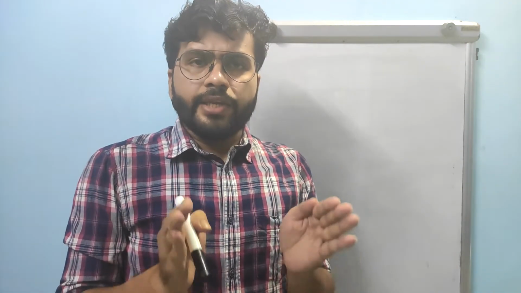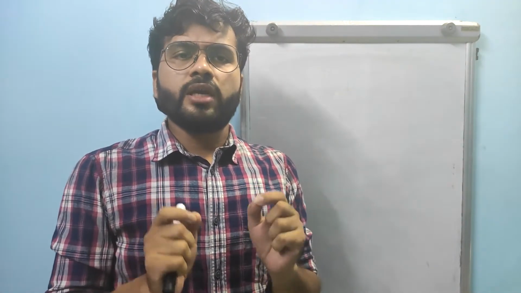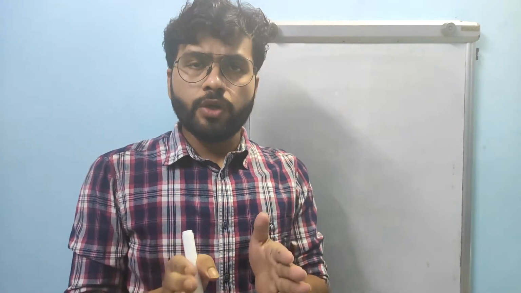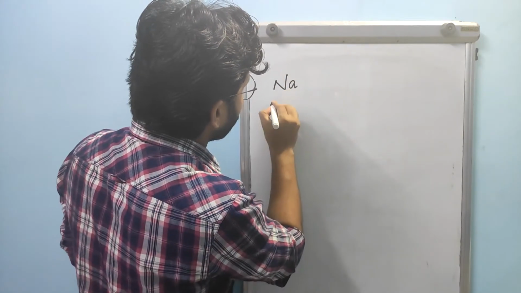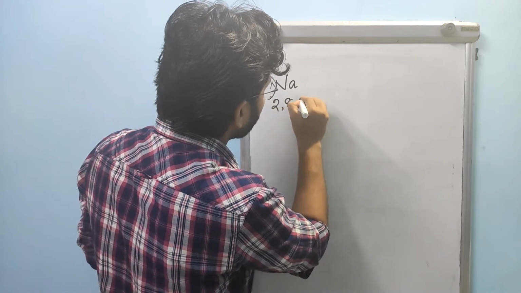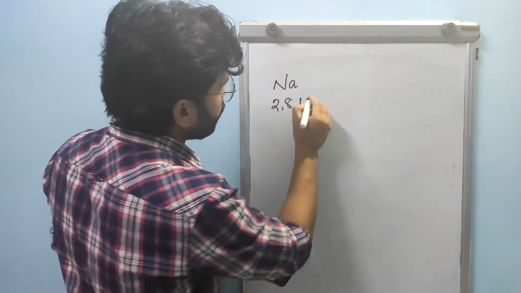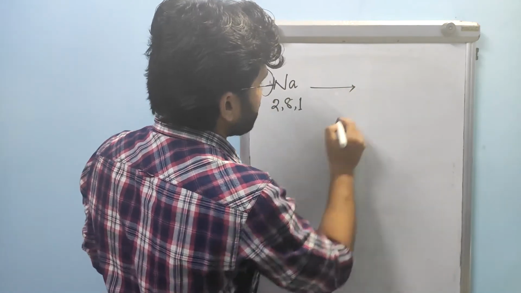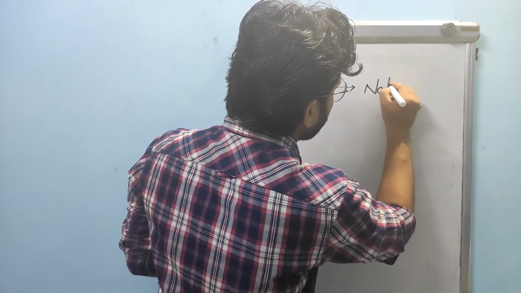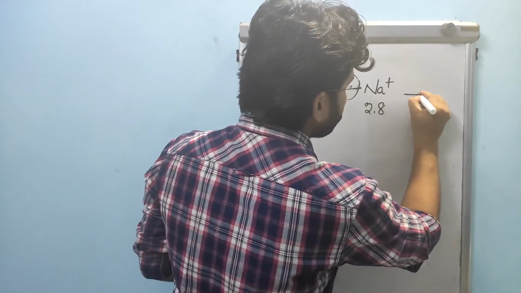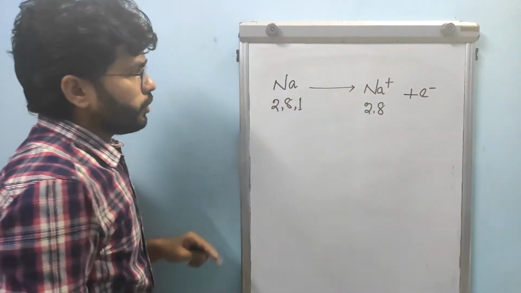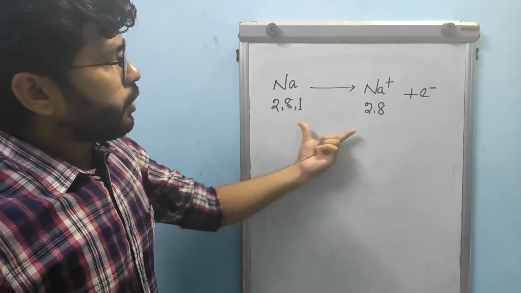In standard 9 you all have studied the electronic configuration of different atoms. So here also we'll apply the same concept. Let us take the example of sodium chloride. As you know, sodium has the electronic configuration 2, 8, 1, and sodium can easily donate one electron and get converted into a sodium ion. It acquires the electronic configuration 2, 8, and releases one electron. So the first step is to show the formation of the cation.